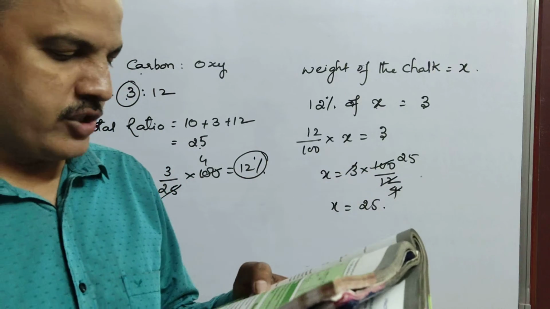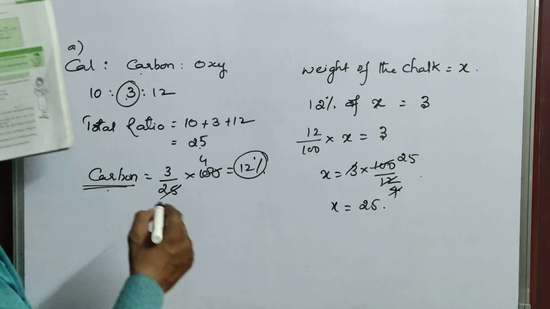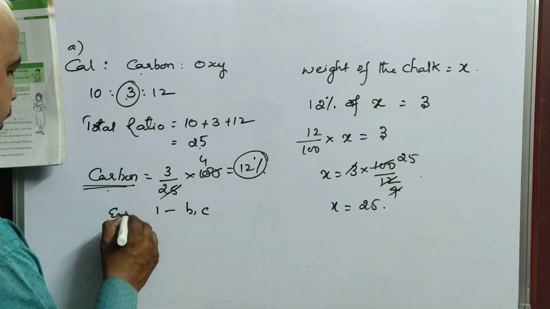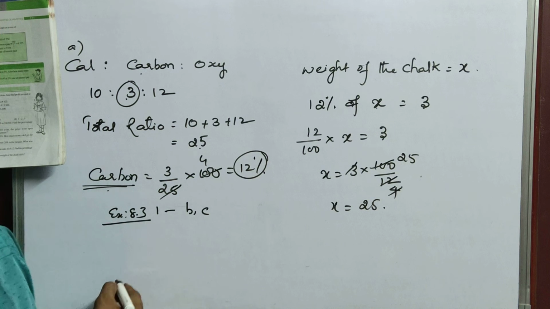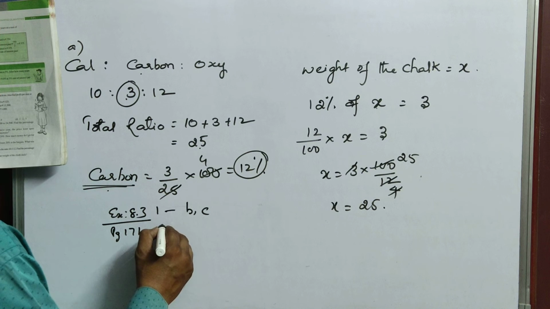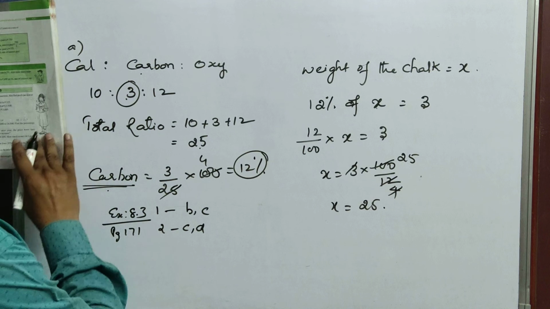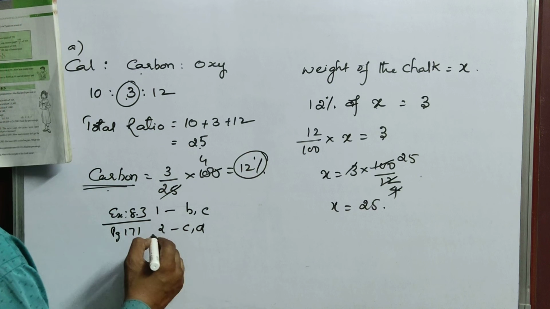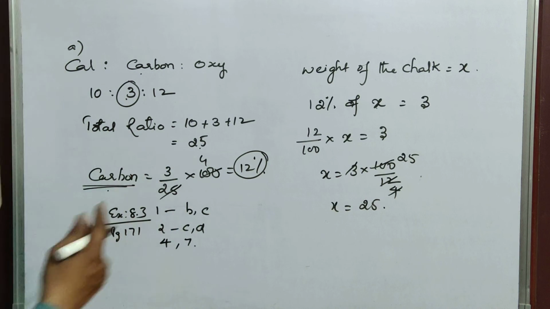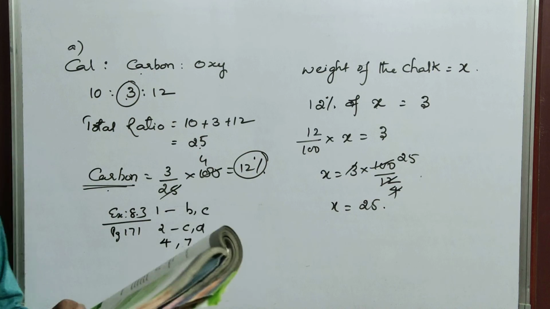So the homework is first Roman B, C, second Roman C, D, first Roman B, C, exercise 8.3, page number 171. First Roman B, C, second Roman C, D, and fourth Roman full. That's all. Okay, and seventh. So this you have to do in the homework. This is only the explanation part of the seventh question.